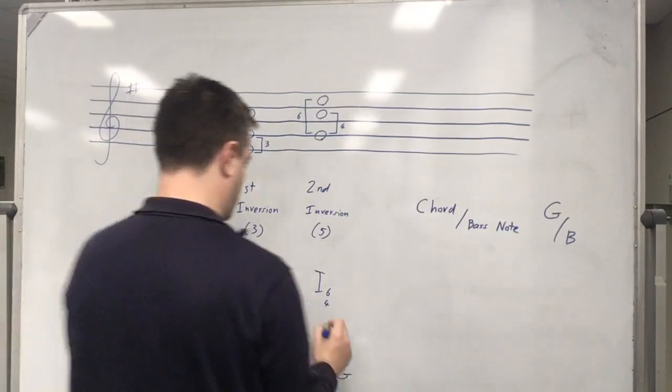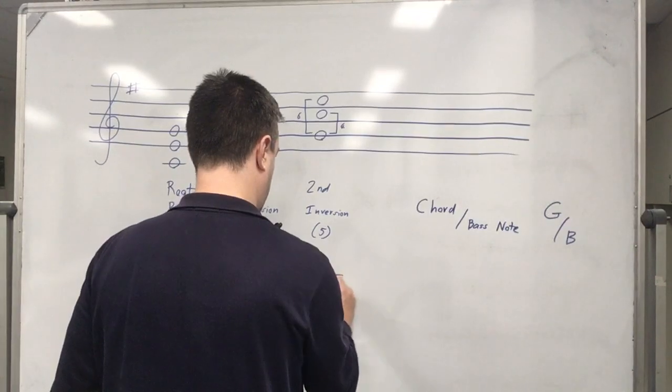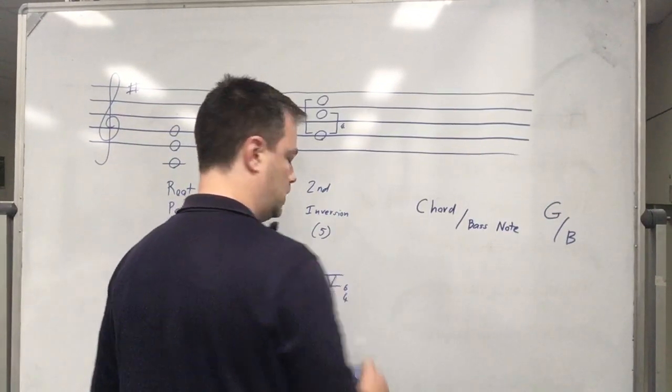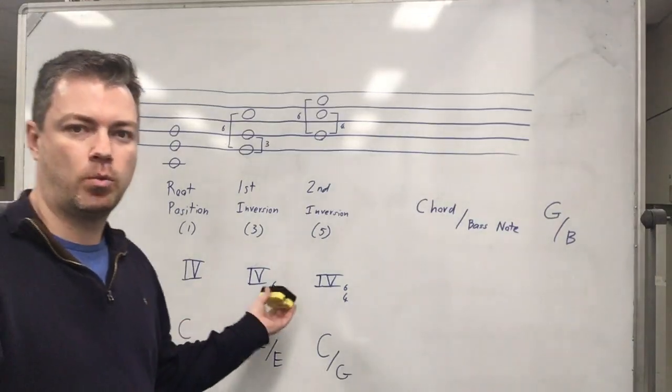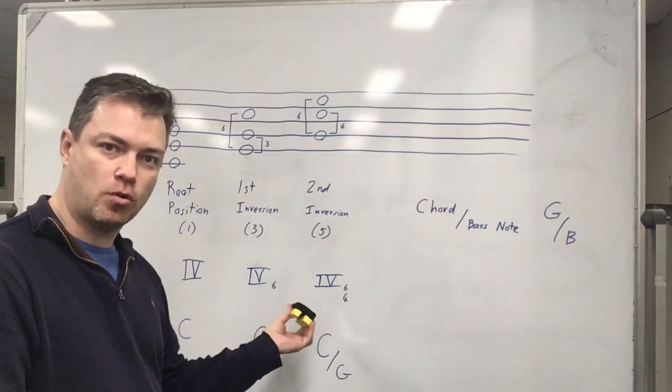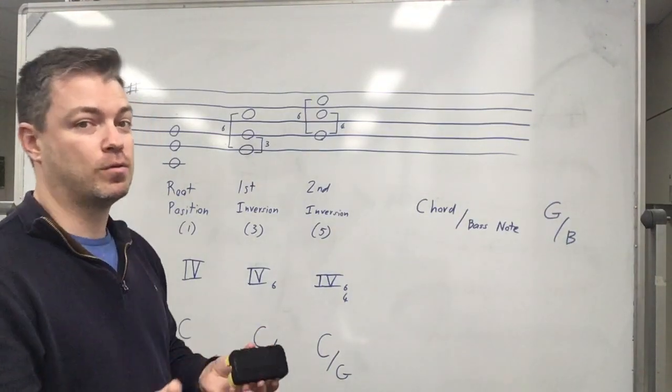With a 6. Chord 4, whoops. With a 6/4. Okay, so yeah, that's what would happen if it was a C chord but you weren't in the key of G, and it could be a C chord if you were in the key of F.